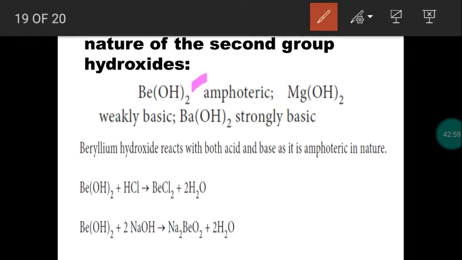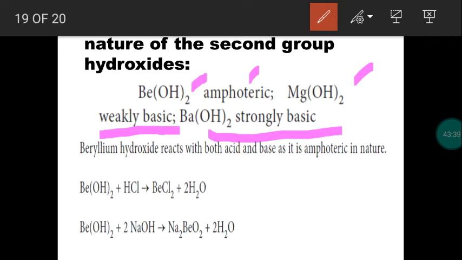So take beryllium hydroxide. Beryllium is the first element. It forms a hydroxide. Beryllium hydroxide is amphoteric in nature, right? Then the second member, magnesium hydroxide, is weakly basic. Comparing with these, the next member, calcium hydroxide, is more basic than magnesium hydroxide. Then barium hydroxide is strongly basic.